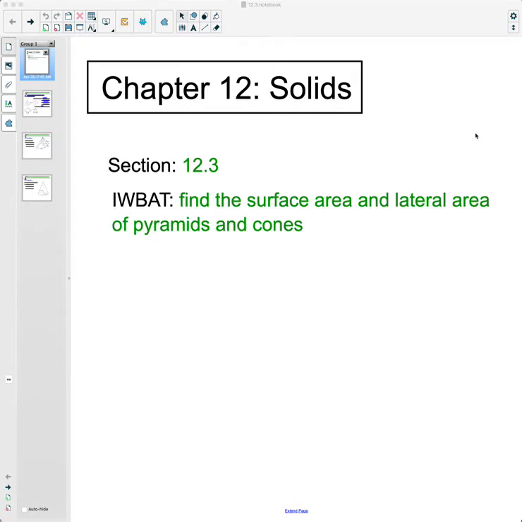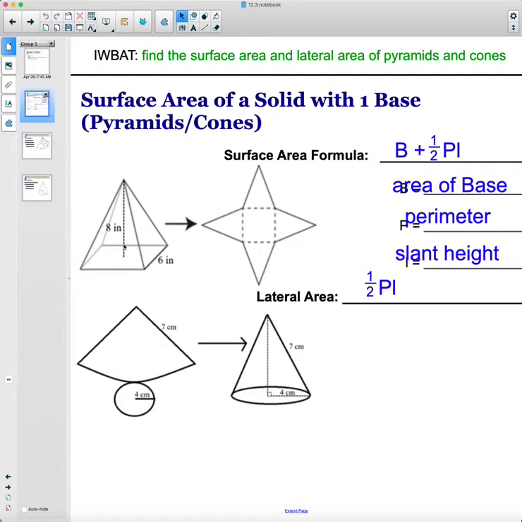In this video, we are going to talk about how to find the surface area and lateral area of pyramids and cones. So today's video is about one-based shapes, okay? So if they have one base instead of two like a prism or a cylinder. So you'll see one base going up to a point.